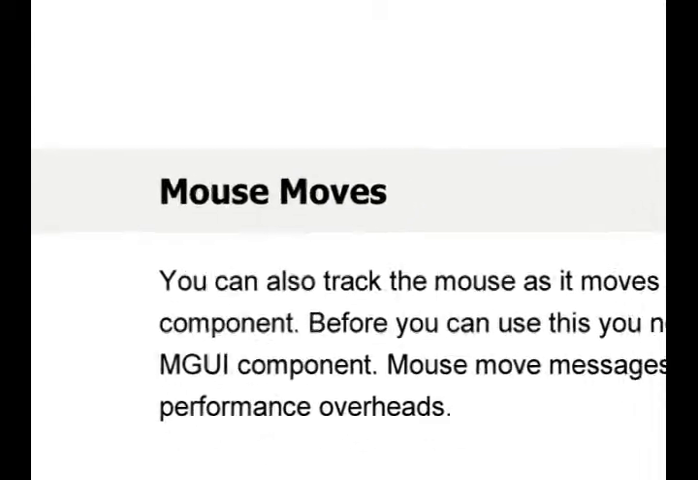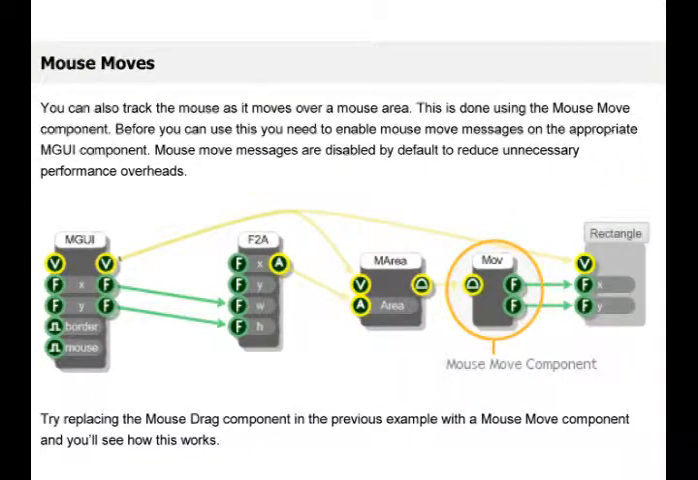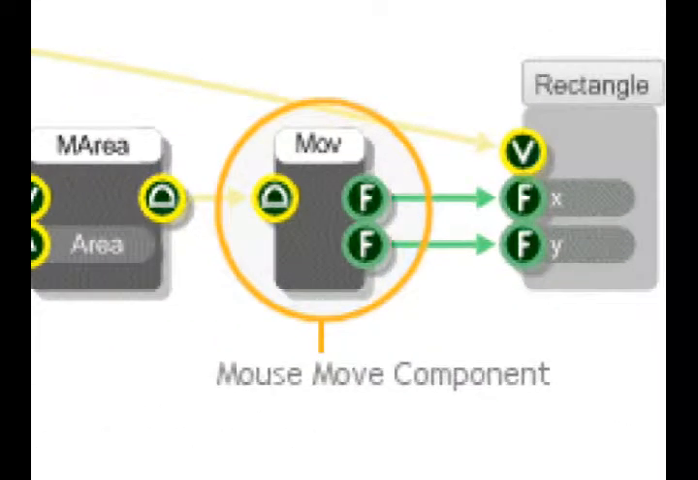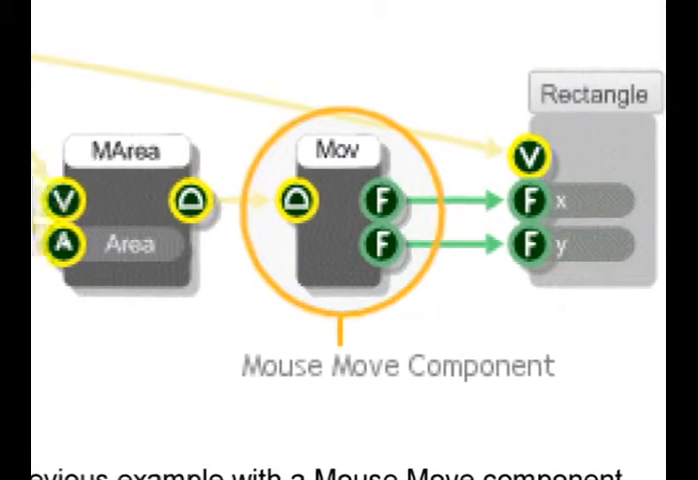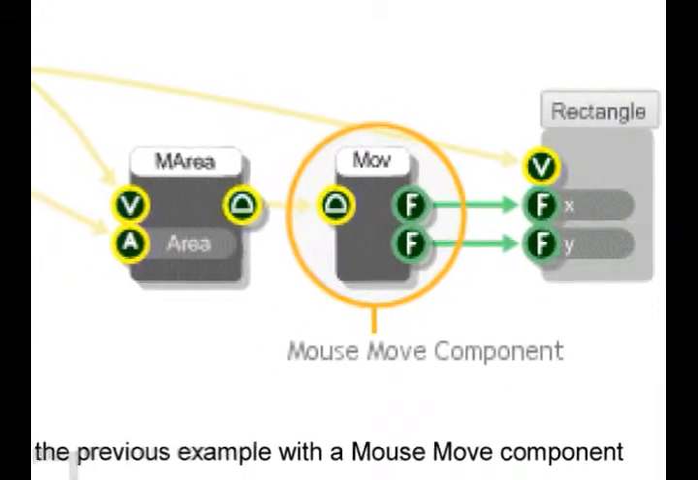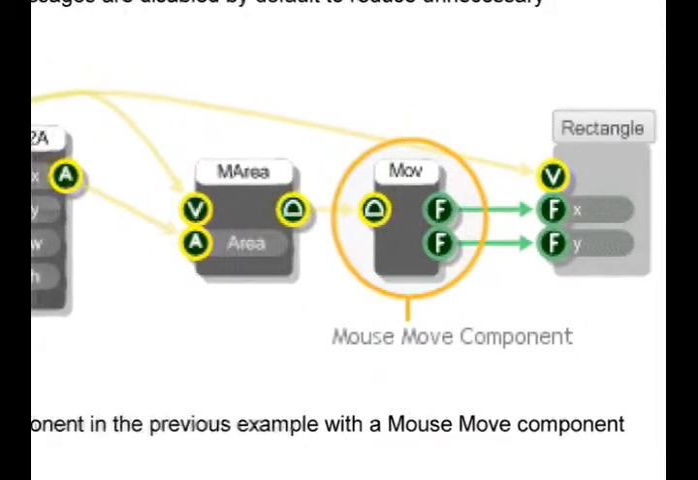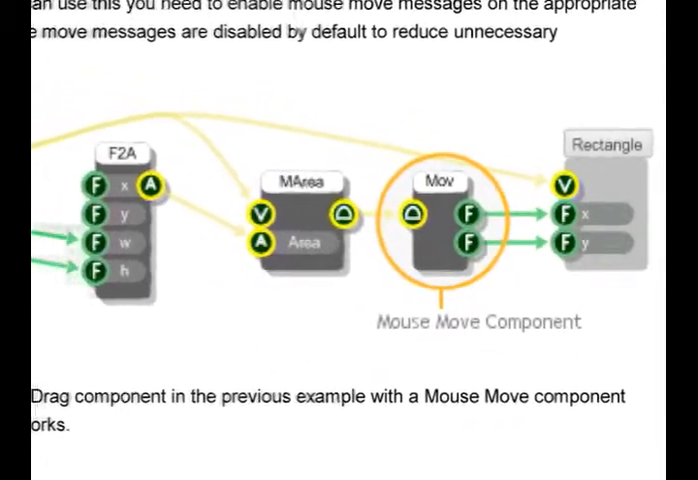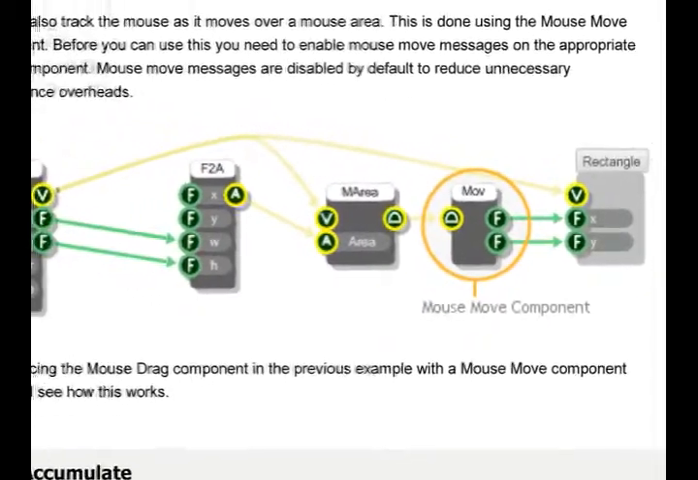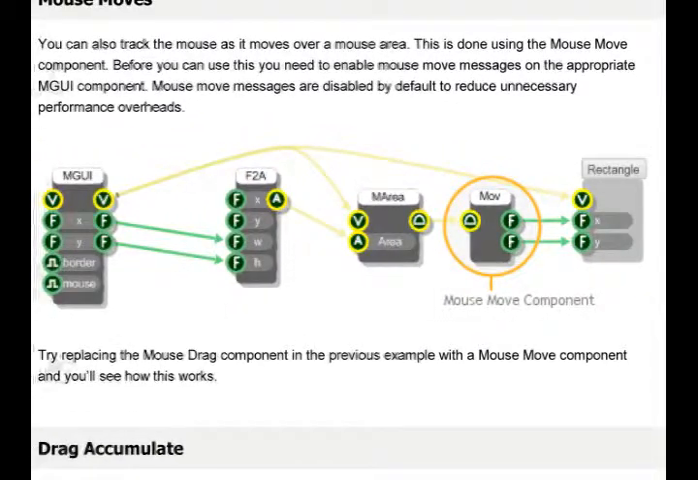Mouse moves. You can also track the mouse as it moves over a mouse area. This is done using the mouse move component. Before you can use this, you need to enable mouse move messages on the appropriate MGUI component. Mouse move messages are disabled by default to reduce unnecessary performance overheads. Try replacing the mouse drag component in the previous example with the mouse move component, and you'll see how this works.